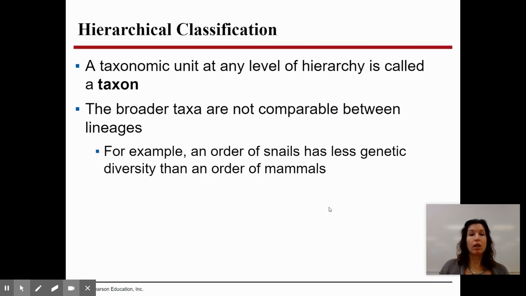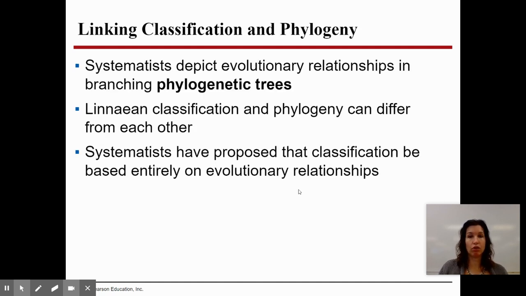So a taxonomic unit at any level is called a taxon, and then the broader taxa are not comparable between lineages. So, for example, an order of snails has less genetic diversity than an order of mammals. So you can't really compare between the two.